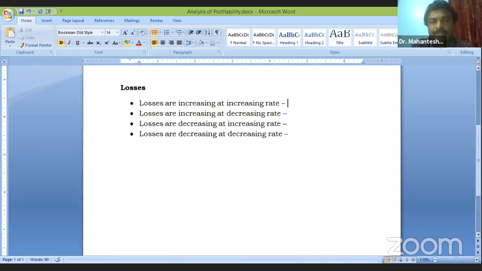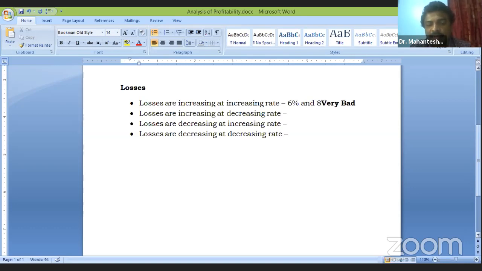Now, taking the first case, losses are increasing at an increasing rate. This is a very bad performance of the company. Why? Because losses are increasing. Last year what was our loss, say it was 6%, let's take that as an example. Losses have increased at 6% in the last year.